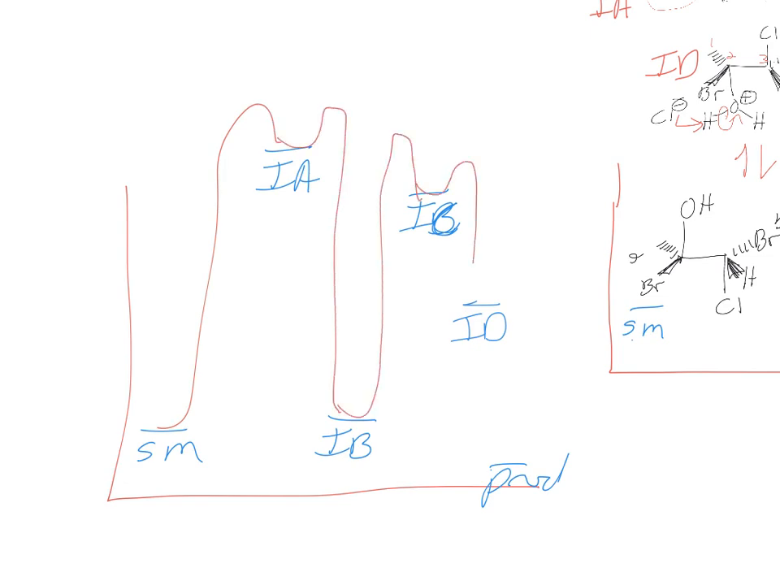Add in all our things. So we have 4 intermediates. Yep, 4 intermediates. That means we have 1, 2, 3, 4, 5 transition states, right? So that's how I'd map that out.